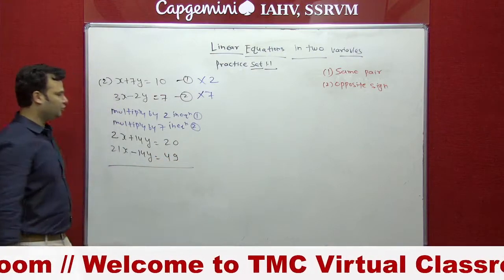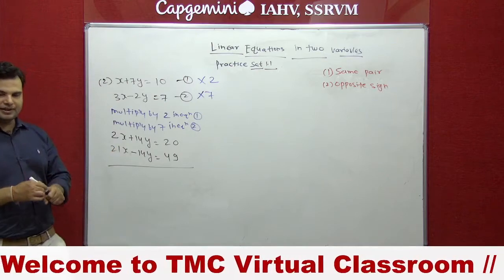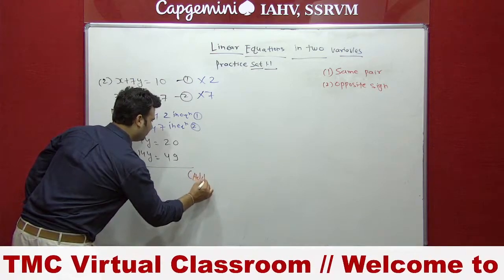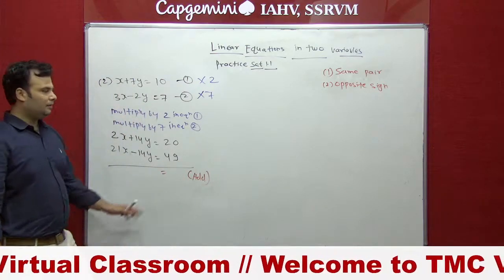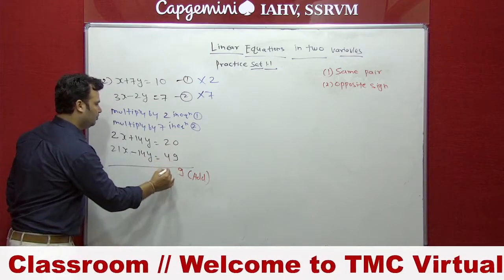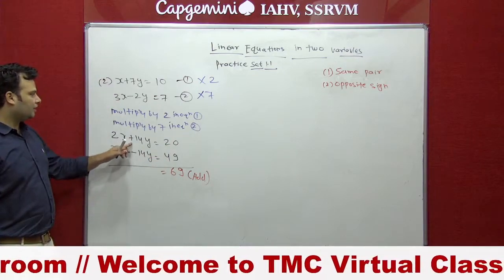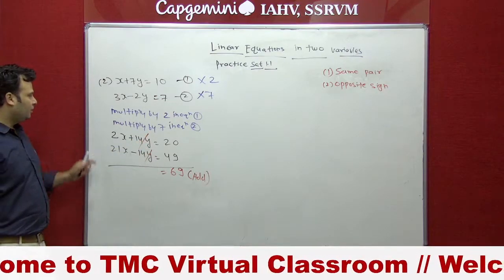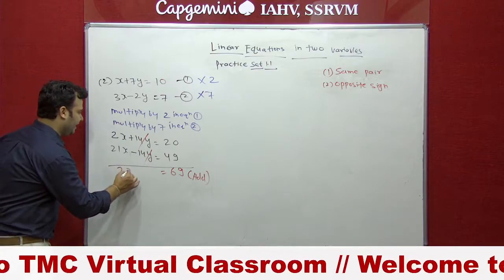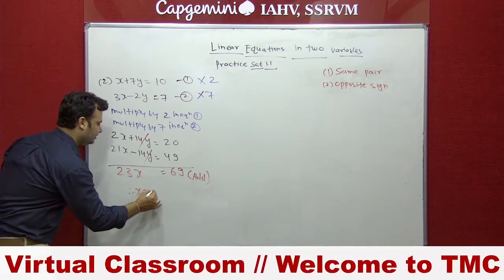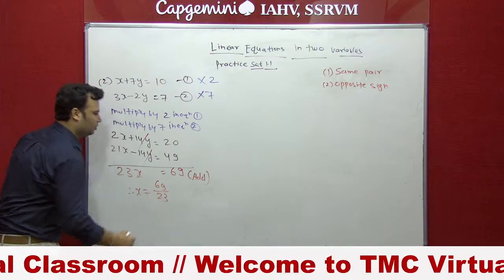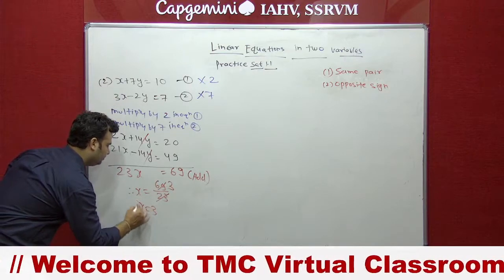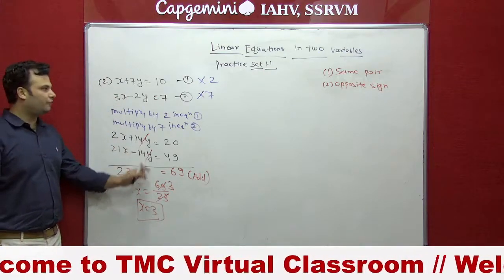Now you can see opposite sign, plus and minus, so we can add these two equations. Simple addition. 20 plus 49 is 69, plus 14y minus 14y gets cancelled, and 2x plus 21x is 23x. Now we have to find the value of x: 69 upon 23. 23 times 3 is 69. So x equal to 3.